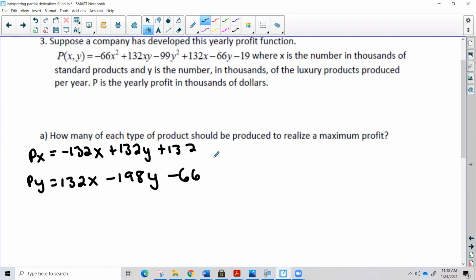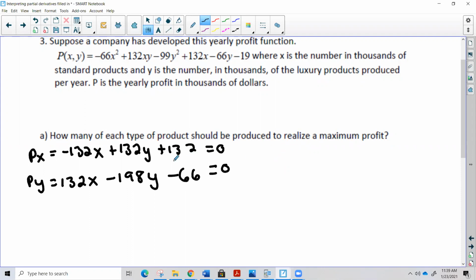So I need to find the critical points. To do that, I set both of these equal to 0. The problem is I can't just find X or Y easily in this problem. I have an X or Y in both partial derivatives. So what I have here is a system of equations that we're going to have to solve. Generally for these, the easiest way is to solve by elimination, which hopefully you've learned before in another class.